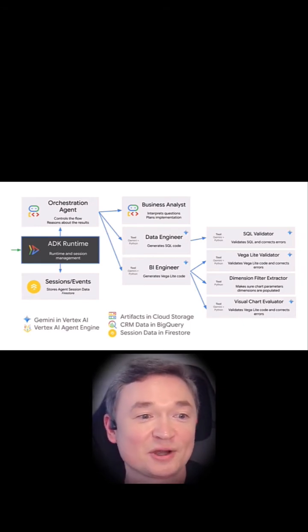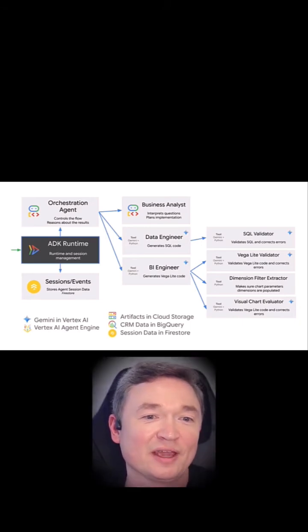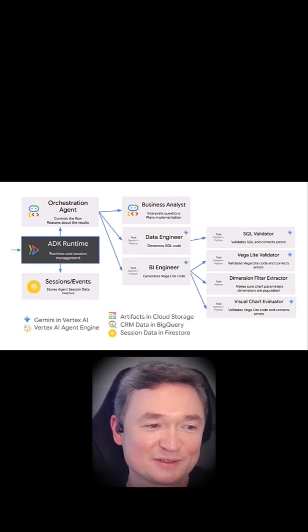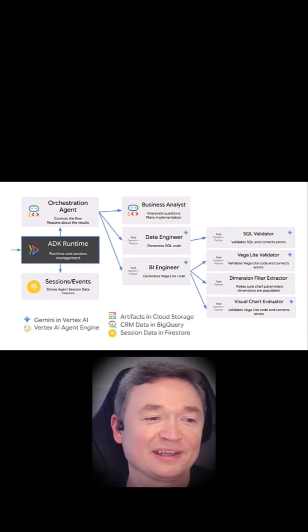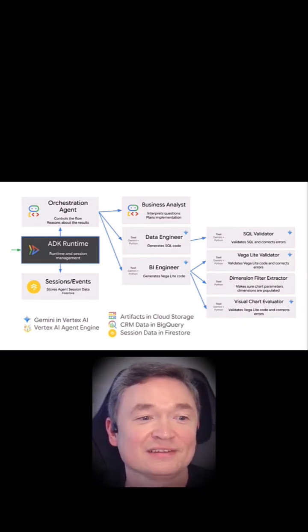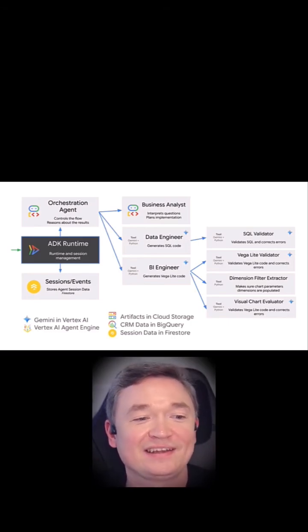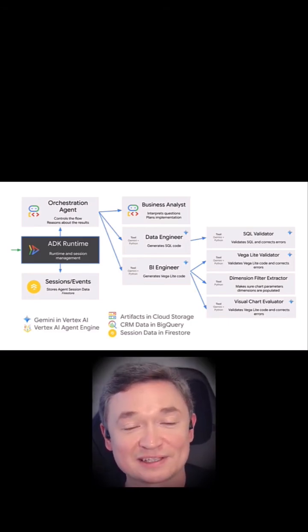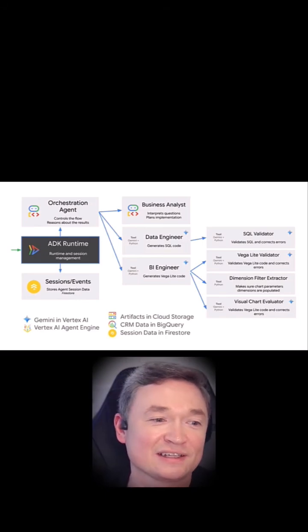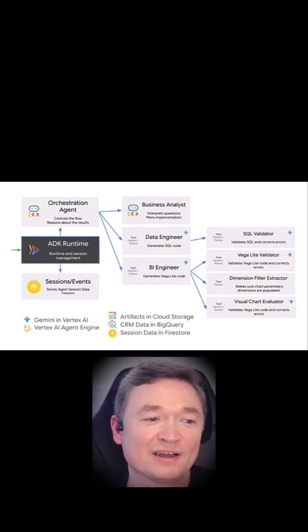In terms of the services that it's built on, we obviously use Gemini and Vertex AI. We use Vertex AI Engine for deploying and running our agents. We store artifacts such as images in Cloud Storage. We store session data in Firestore. And obviously, as any good analytical solution, we use a data warehouse, and in this case, it's BigQuery, where our CRM data is stored.